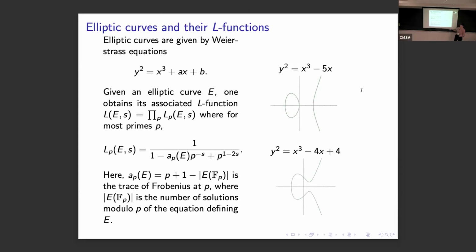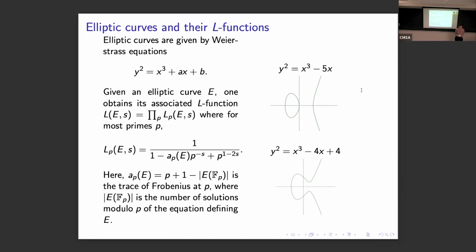Here we have some illustrations for solutions over the real numbers. As number theorists, we are interested in solutions over fields like the rational numbers, other number fields, also finite fields, etc. So for example, the a_p values, these traces of Frobenius, are defined as p plus 1 minus the number of solutions of the equation defining the elliptic curve over finite fields. So we get one a_p for each prime. There are infinitely many primes, so technically you have these infinite sequences.